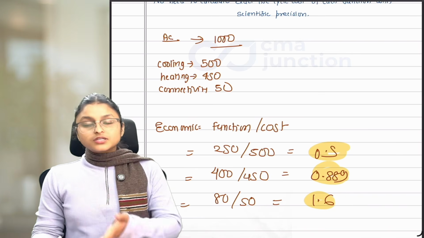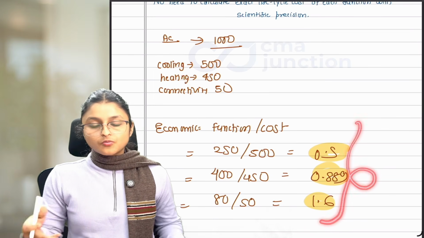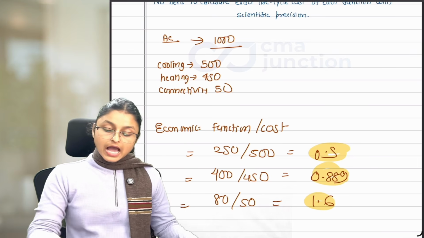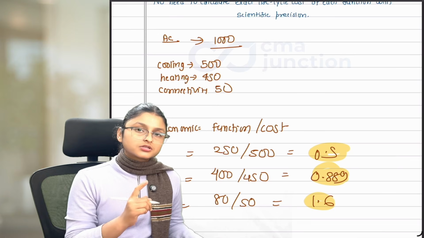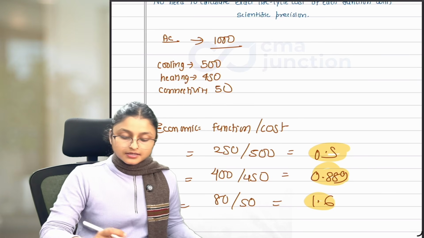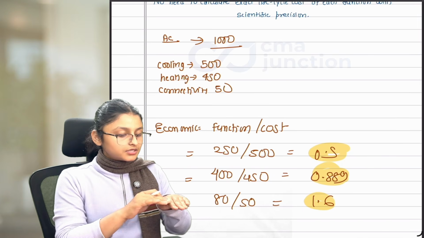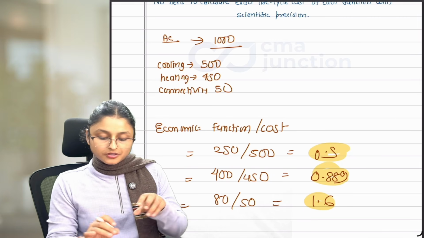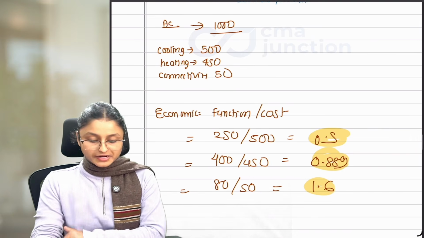Now, what is the benefit of it? After knowing this function score, now what will happen? You will try to reduce the cost, and that is our aim of value analysis. But how will I know that my function is similar and my cost is reduced? With the help of economic value, with the help of function divided by cost.